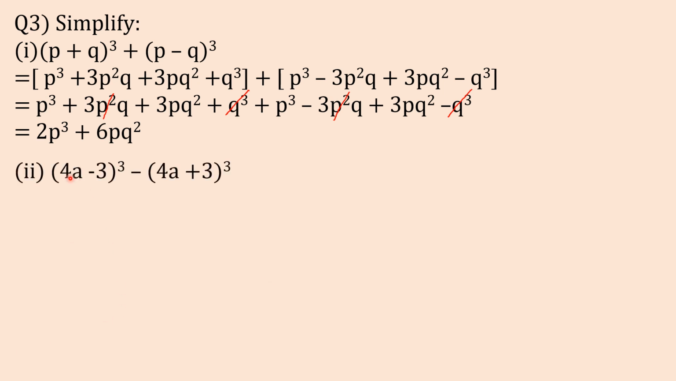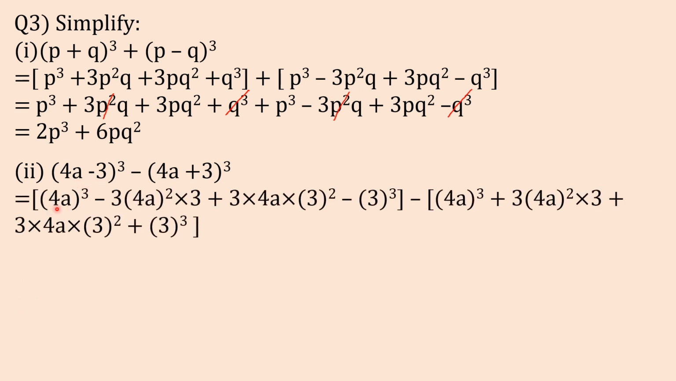What is given in the next sum, students? (4a minus 3) the whole cube minus (4a plus 3) the whole cube. We'll use the same formulas, the (a minus b) the whole cube formula and the (a plus b) the whole cube formula. So let's solve the first part, that is in bracket, (4a minus 3) the whole cube. It will become (4a) the whole cube minus 3 into (4a) the whole square into 3, plus 3 into 4a into 3 square, minus 3 the whole cube. Now your middle sign is minus, so you'll put minus.